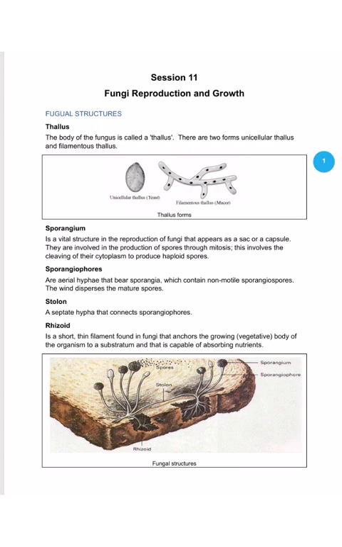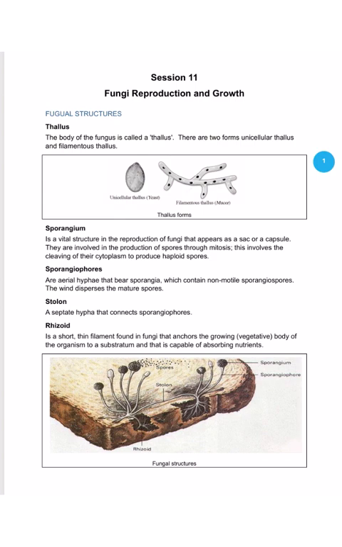Good morning, students. Today we will have our 11th session, and the title of this session is Fungi Reproduction and Growth. Before we talk more about the reproduction and growth of fungi, let us first know the different parts of a fungal structure and the different terminologies to name these parts.